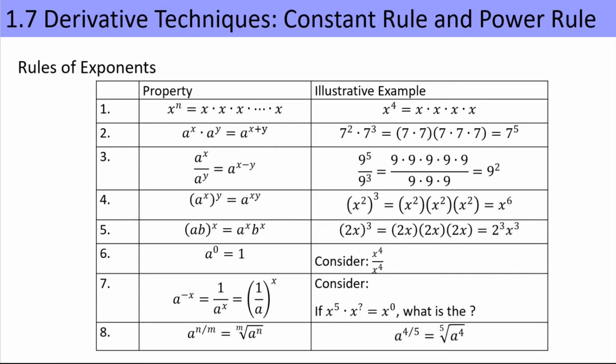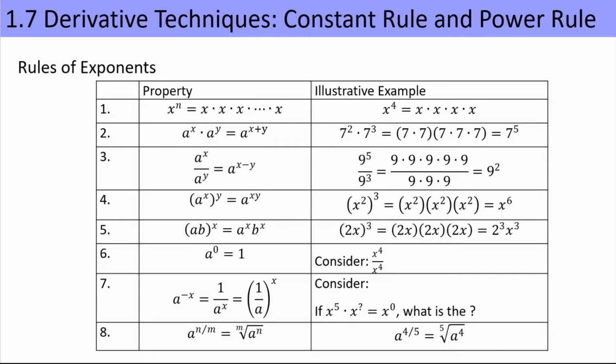Rule number 6. We take it as fact that a raised to the 0 equals 1. For clarity, consider if you have the ratio of x to the 4th divided by x to the 4th. If you apply rule number 3, you would have x to the 4 minus 4, which gives you x to the 0. Furthermore, x to the 4 over x to the 4 cancel, which also gives you 1.